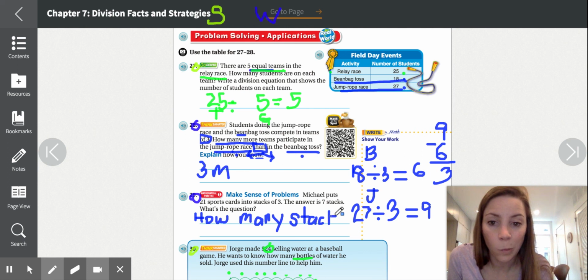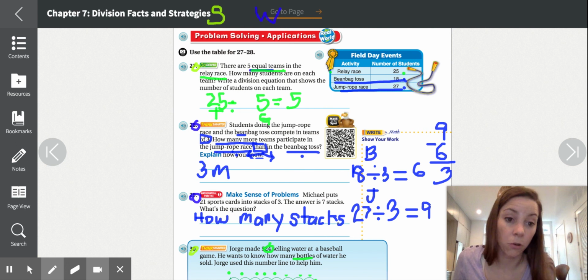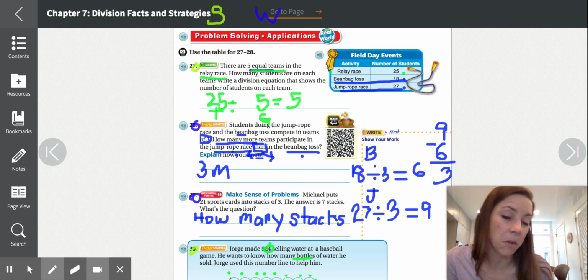Okay, so if he's putting 21 sports cards into stacks of 3, I would say how many stacks, you could say stacks of 3, or how many stacks of cards was Michael able to make? Any of those possibilities are good, but you want to definitely start with how many stacks. So if you did that, great job.